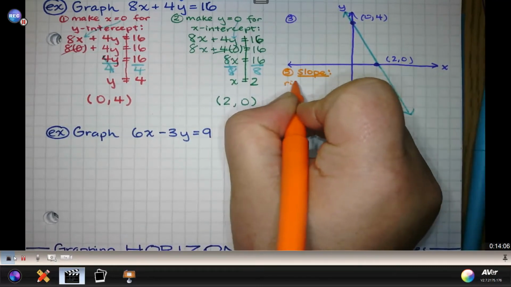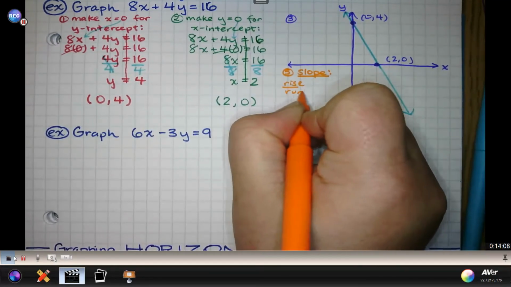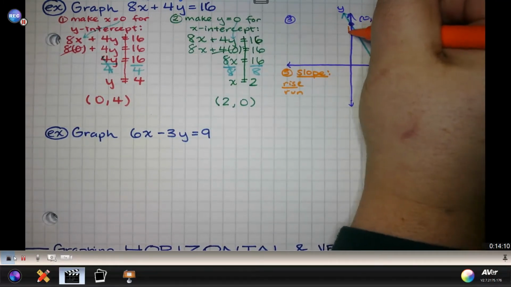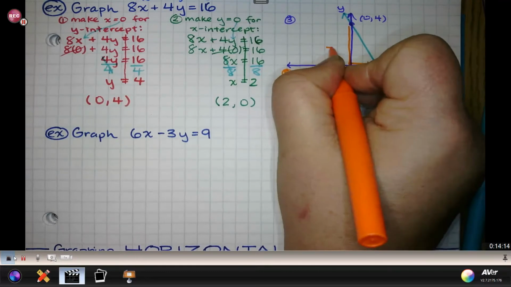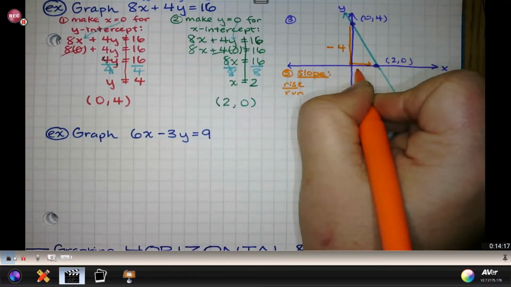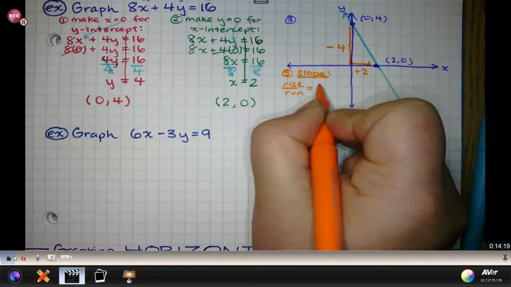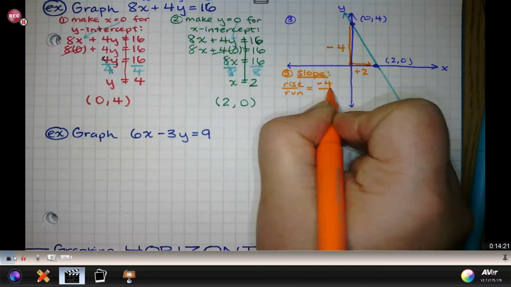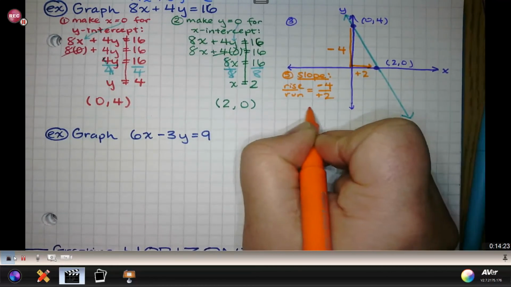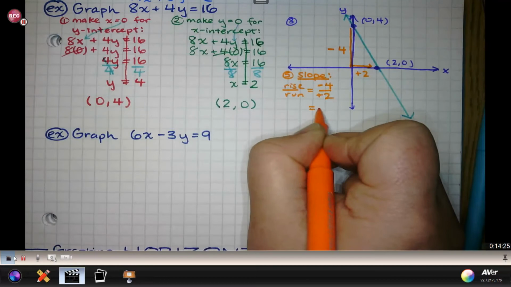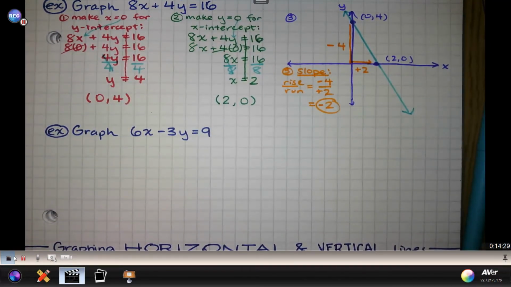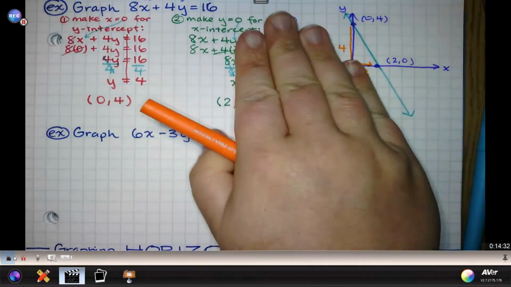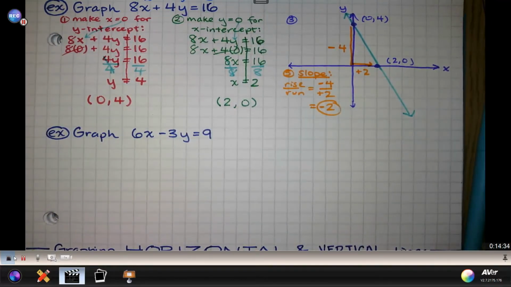Okay, and then remember the optional number 5 was that you can easily find the slope. Okay, slope is rise over run. And we have 2 points right here. I'm going to go from this intercept to that intercept. I went down, so minus 4, and over to the right 2. So my rise is negative 4. My run is positive 2. And that equals negative 2, which again you can do on your calculator if you need to. And there you go. So the main point was to graph it, but you can also find your slope really easily.